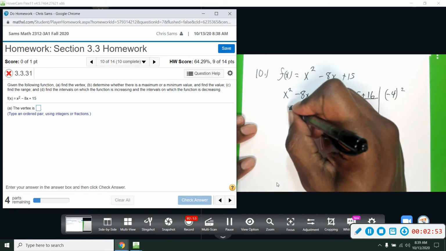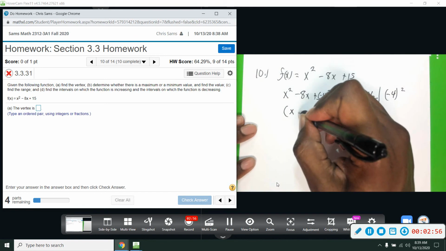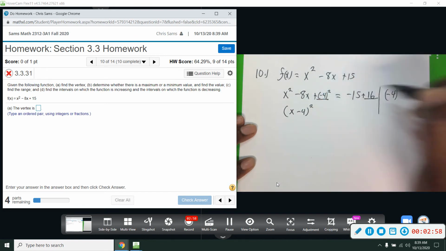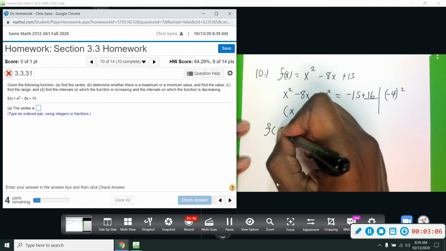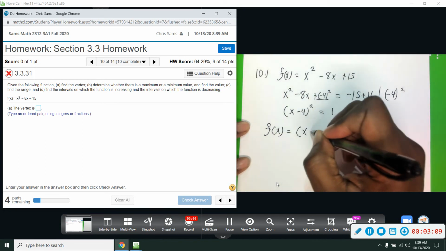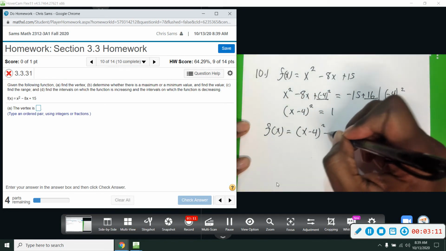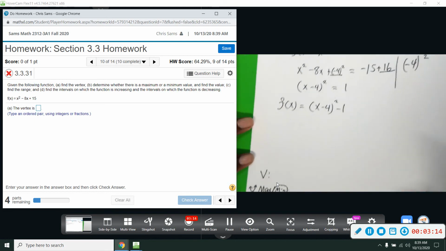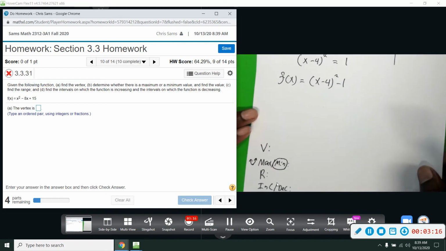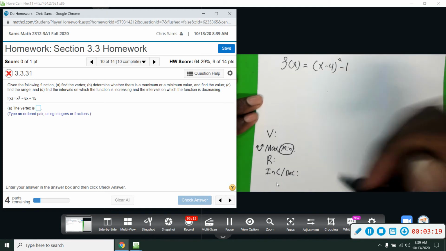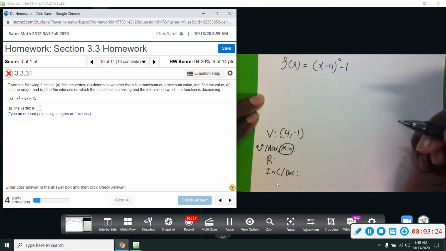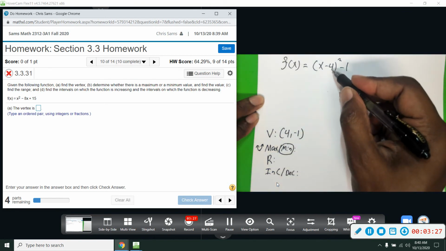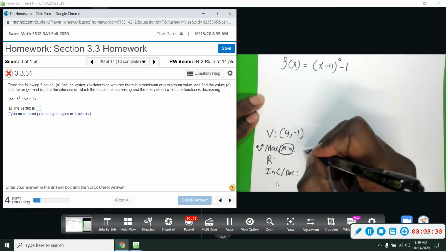Now we're going to factor. So it'll be x minus 4 squared equals 1. And then move it all back over. And then you'll have f of x equals x minus 4 squared minus 1. Okay. So we have this in vertex form. So now it's going to be easier to answer all of these. So vertex is going to be 4, negative 1. The minimum value is going to be the y value of negative 1.